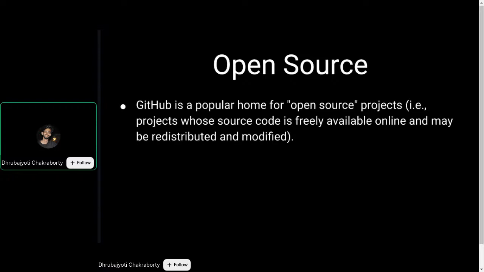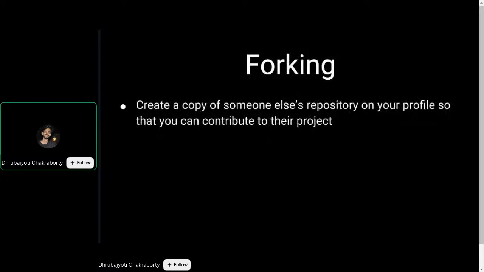Now, what is forking? This is another important concept in Git and GitHub. Forking means you create a copy of someone else's repository on your profile so that you can contribute to the project. Let's say you want to work on a particular project and contribute to it. The first step is you do not really commit changes to that project. You make a copy of it by forking the repository to your profile, and then you make changes to it. So basically you are making changes to your copy of that project, not the original project. That's how forking works.